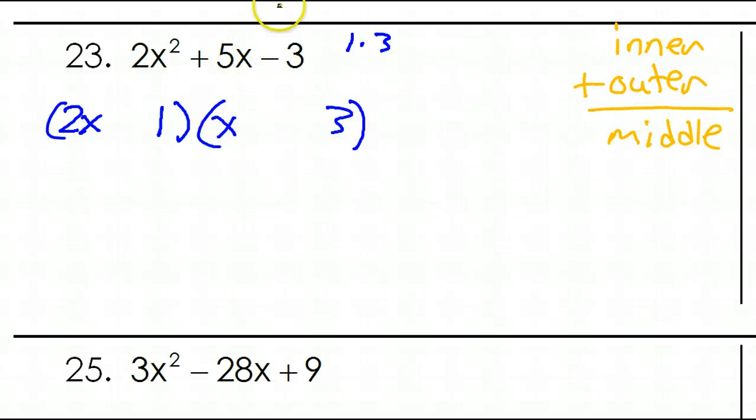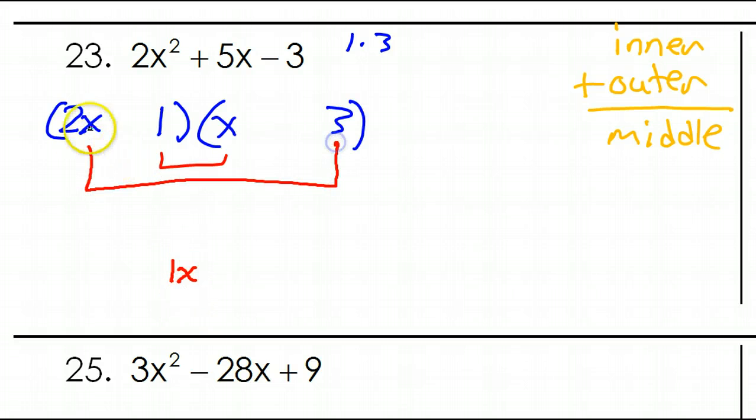Inner plus outer equals middle. What I mean is the inner is the 1x. I am multiplying, so that's 1x. The outer is 6x. I am multiplying. Now, the middle to which I refer is this positive 5x. So the inner plus the outer must equal this middle. Is there a way that I can get positive 5x out of this if I pick the signs right?